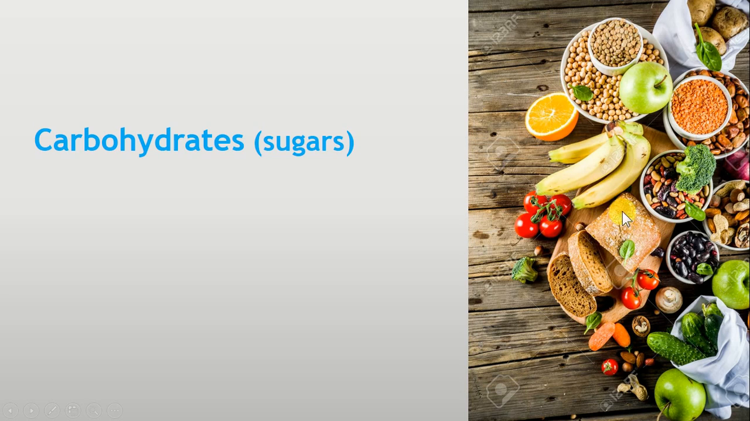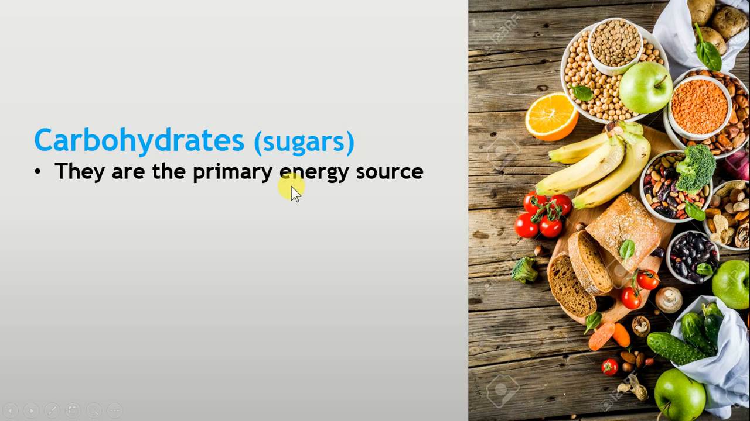For example, bread is rich in starch. Starch also is a kind of sugar, but it's not sweet. For example, glucose is found in different kinds of fruits. Fructose is also found in different kinds of fruits and others. They are the primary energy source. It means that they provide your body with energy firstly, then others.